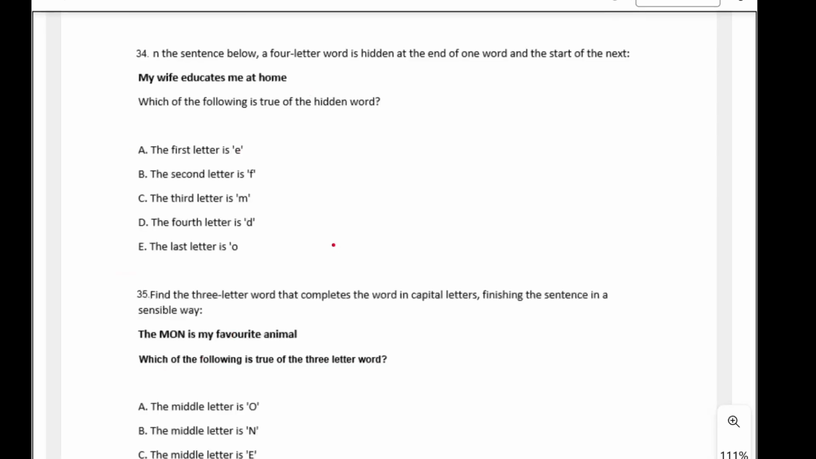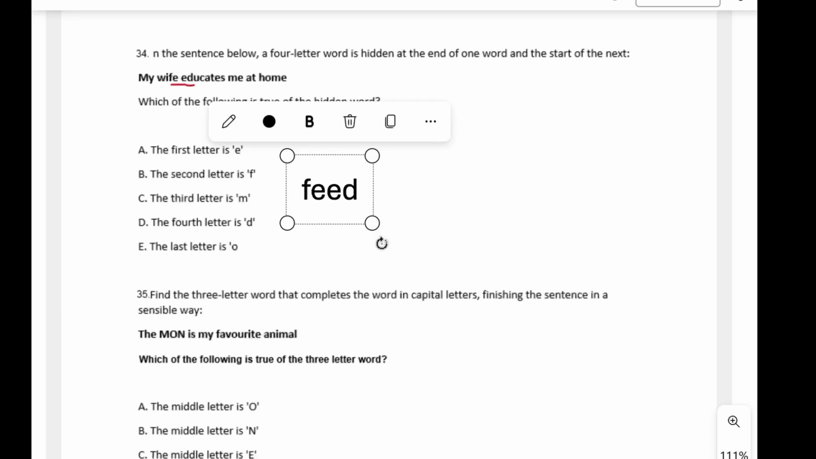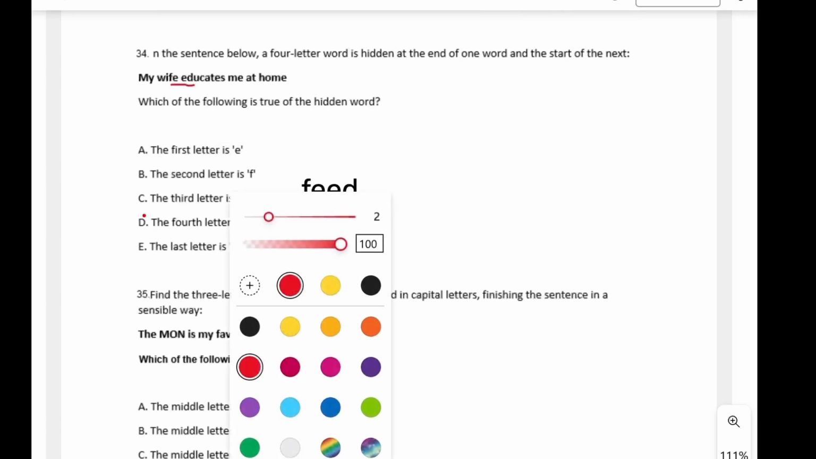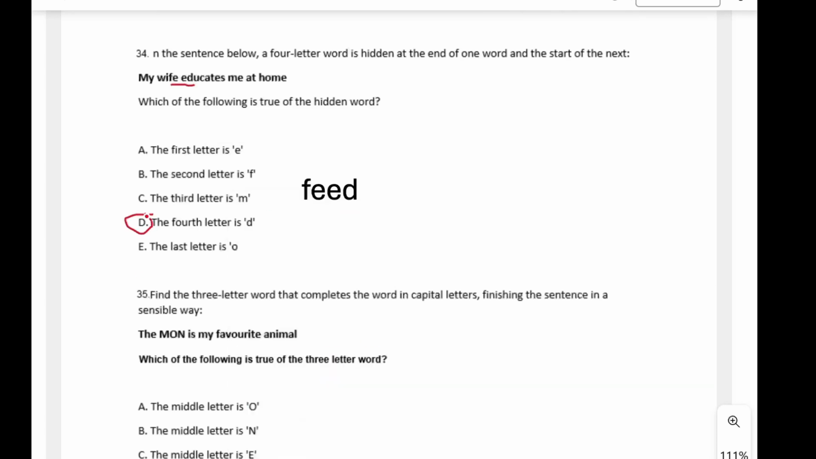So here we're looking out for a four-letter word at the end of one word, start of the next. So it has to be a word. Straight away, you can see that the word is feed, which you'll see over here. The others don't really make sense. The only word is feed. So let's write that out so all the options can make sense. Fourth letter, 1, 2, 3, 4. The fourth letter is D. Therefore, D is the right solution.